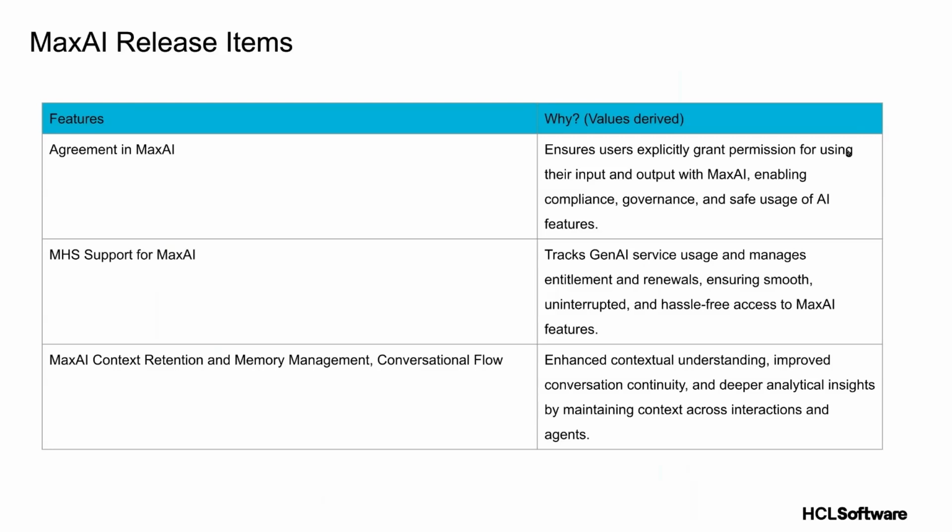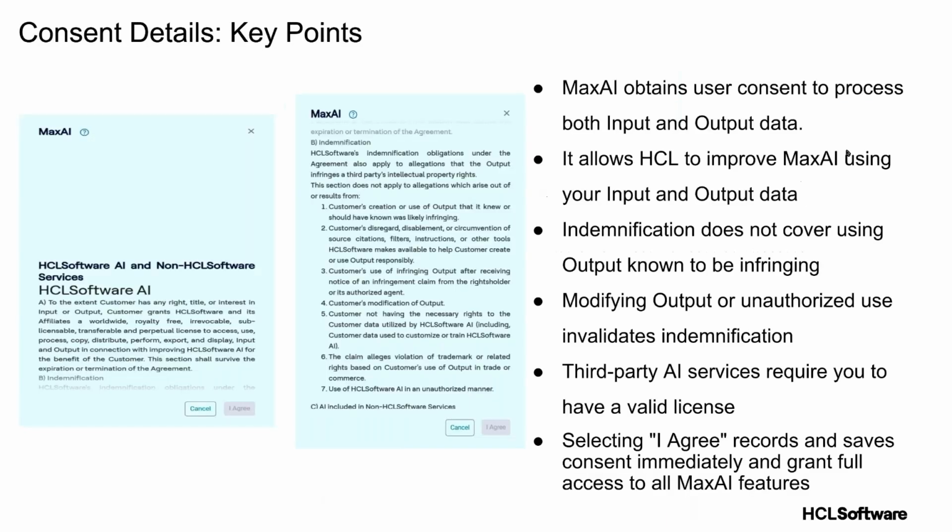So let's start with the consent piece. This is some of what you'll see. This is the actual agreement in the MaxAI interface that you have to agree to in order to give your consent to use the system. When we talk about third-party AI services here, we are talking about OpenAI. That's who we're primarily using, although in the future there is the possibility for on-premise LLMs. We're actively working on that as well. If you select agree here, this gives you full access to MaxAI.